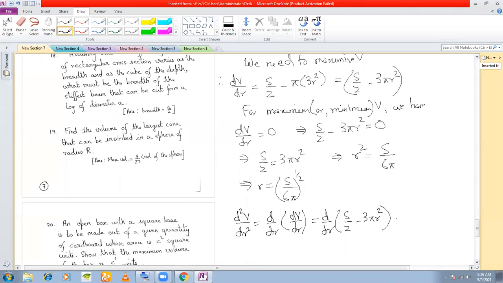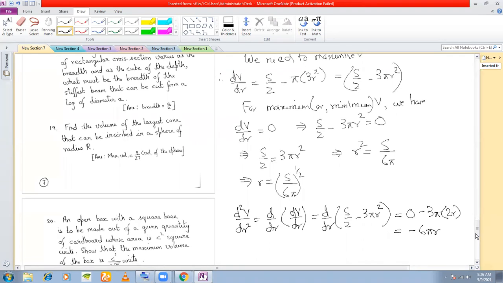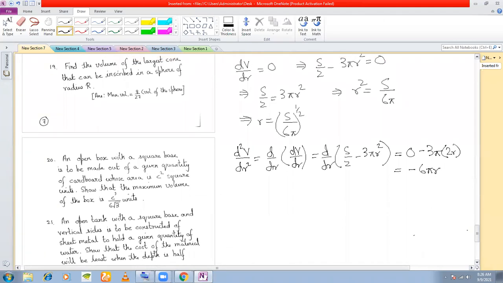Now if you differentiate S by 2, S is a constant, so it will be 0, minus 3 pi, and r square if you differentiate you get 2r, which is equal to minus 6 pi r. Okay, so d2V by dr2 is minus 6 pi r. Now we just need to check the sign at r is equal to (S by 6 pi) to the power of half.